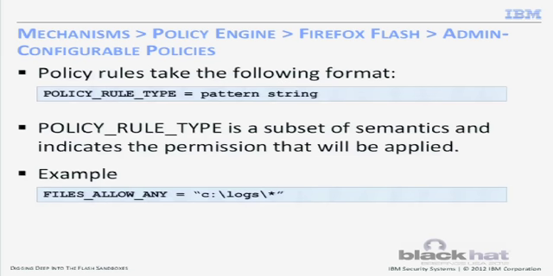The custom policy rules take the following format: policy rule type, which is a subset of semantics and indicates the permission that will be applied, an equal sign, and the pattern string, which is synonymous to the pattern argument in the add rule function call. So here's an example of a custom policy rule. This rule will allow the Firefox Flash sandbox process full access to any files in the logs folder in the C directory.